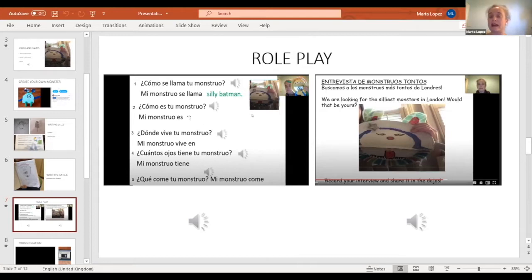of the monster, the colors to describe the monster, where the monster lives, like Brixton, Clapham, Battersea, more cognates, and also some numbers and body parts like ojos, dos ojos, tres ojos, to use the plural, and finally something about food to look at more cognates, or near cognates, like pasta, pizza. And then we tell them, okay, you have to do the interview with someone in your family, with your siblings or your mom or your dad, and you have to record it, and again we encourage them to share it in the dojos.